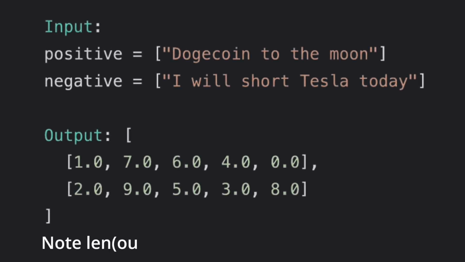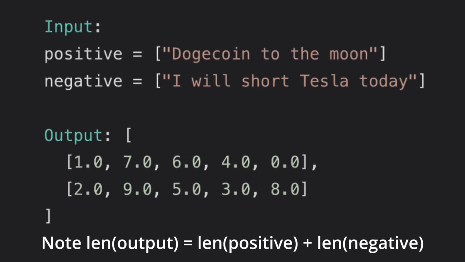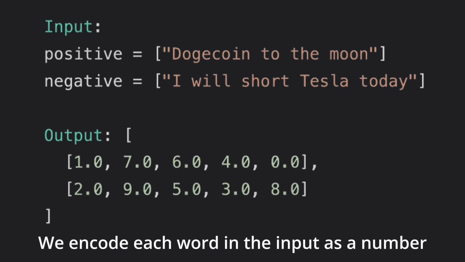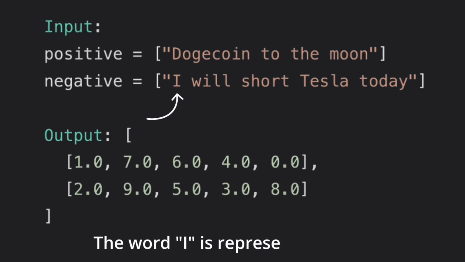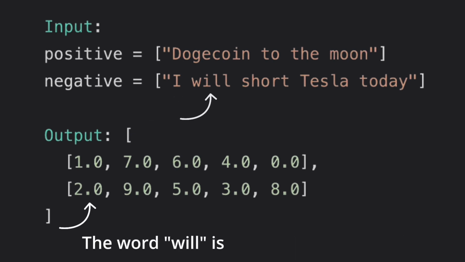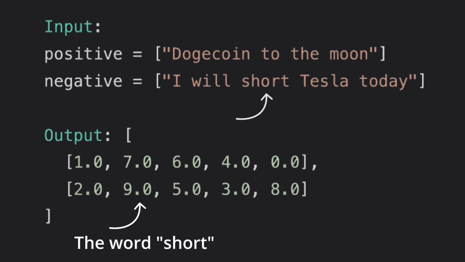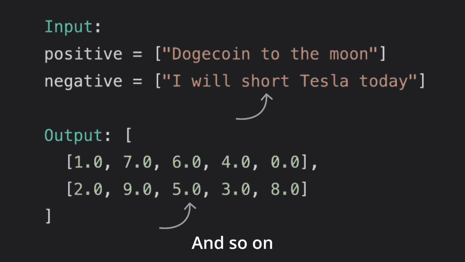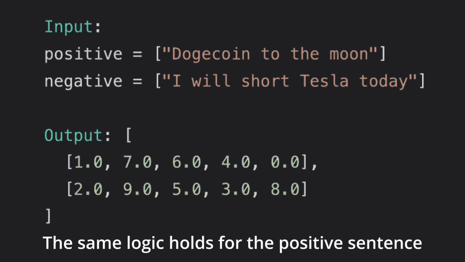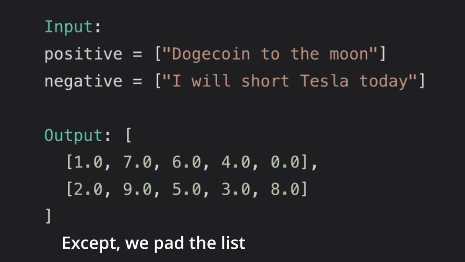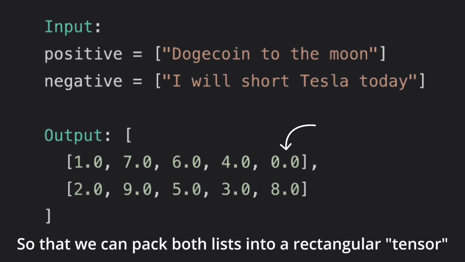Back to the test case. Here's the output, which consists of two different lists. We have one number for each word in the input. The word I maps to 2, the word will maps to 9, the word short maps to 5, and so on. The same logic holds for the positive sentence, except we pad the list at the end with a 0 so that both lists can be the same length.